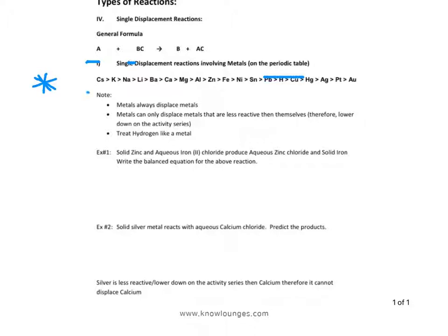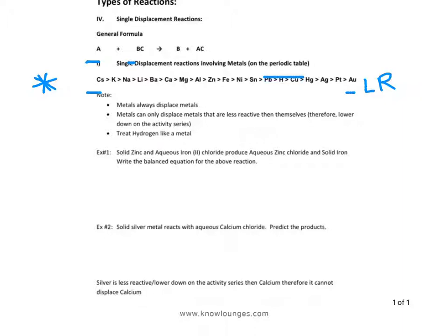This end, including cesium, would be the most reactive end, whereas this end down here with gold is our least reactive end. A couple of notes here. Metals are always going to replace metals. Nonmetals will always displace nonmetals. Metals can displace metals that are less reactive than them on the periodic table. And we're going to treat hydrogen like a metal.